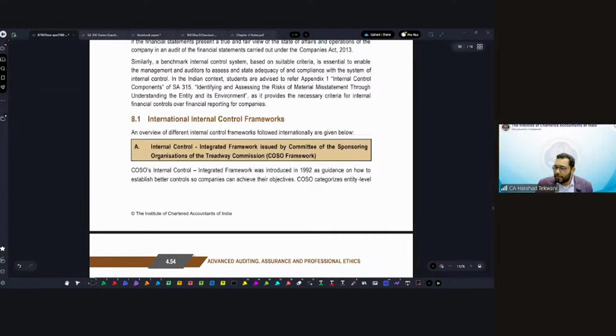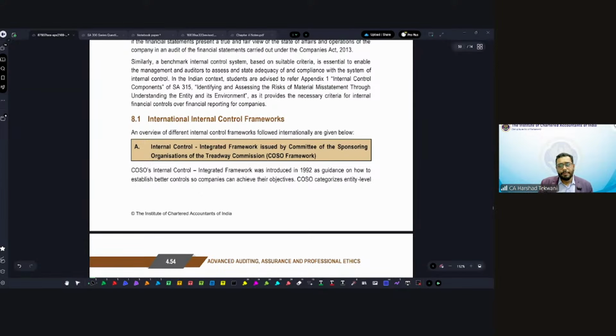Are these international frameworks applicable on audits in India? Very important question. Now the question is, when you are testing an internal control as an auditor, why are you testing? For what reason? Are you testing for the company set?